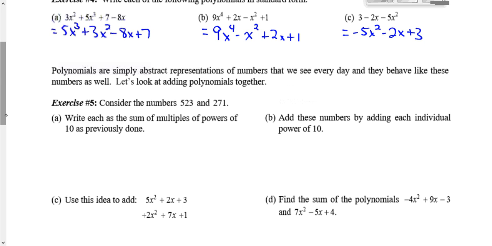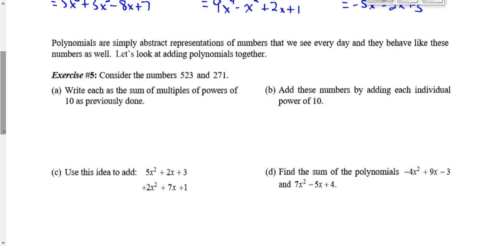All right, exercise 5. Here's what they want us to do, like we did on the front page, right? Each one of these is powers of 10. So let's do our 523. And we're going to do something else with it. That would be 5 times 10 to what? The third, second. Keep going, everybody.